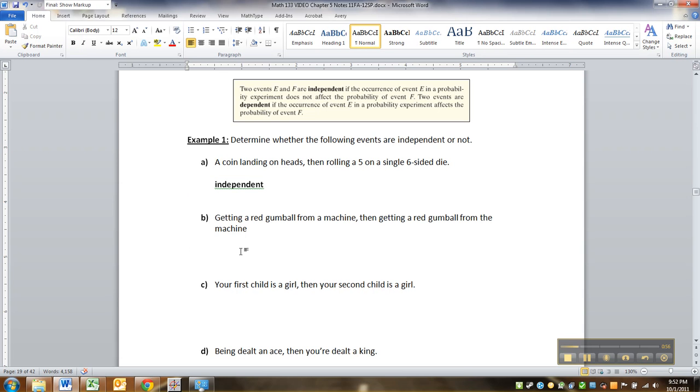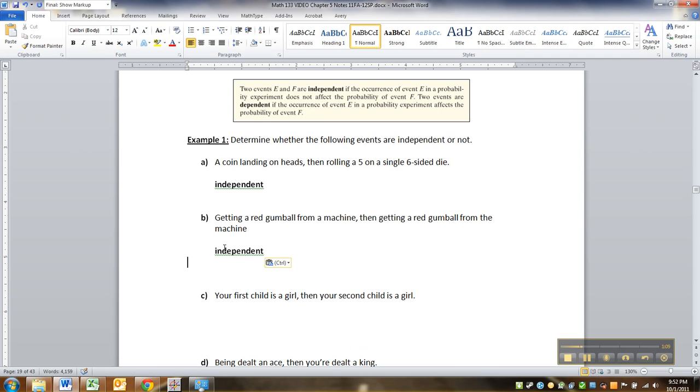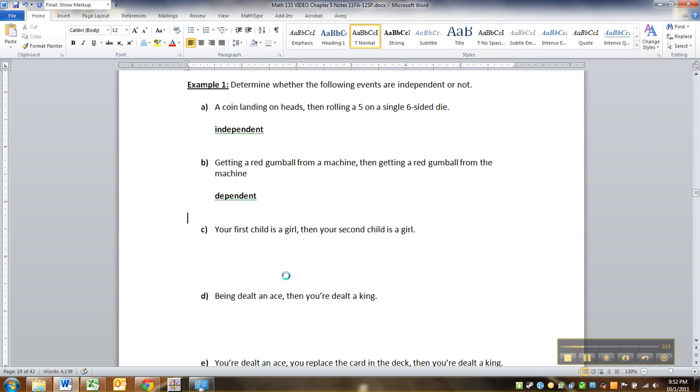Cool? All right, now what about a gumball machine? So you leave a restaurant, you get a red gumball from the machine, then getting another red gumball from the machine, right? So getting a red gumball in the first place affects what's left in the machine, right? That means that by definition it has to be dependent. Okay? Getting that first red gumball out affects how many blues there are left, how many reds there are left, how many whatevers. It affects the overall proportions.